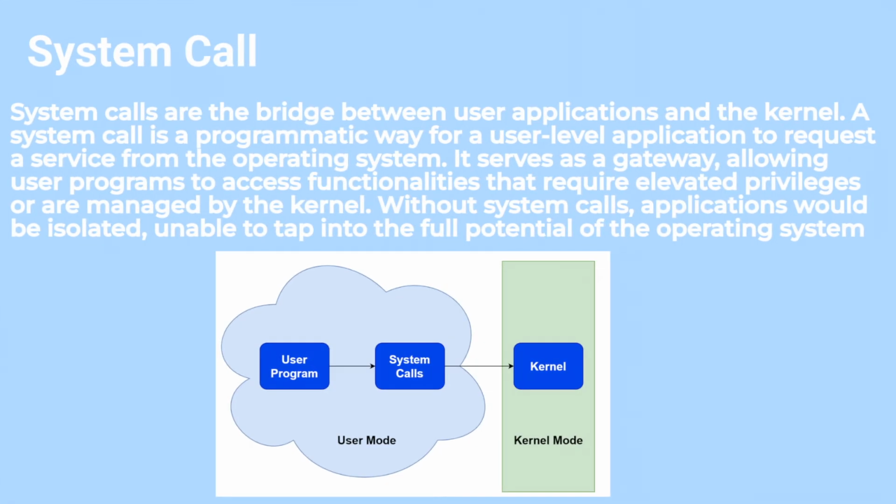System calls are the bridge between user applications and the kernel. A system call is a programmatic way for a user-level application to request a service from the operating system. It serves as a gateway, allowing user programs to access functionalities that require elevated privileges or are managed by the kernel. Without system calls, applications would be isolated, unable to tap into the full potential of the operating system.